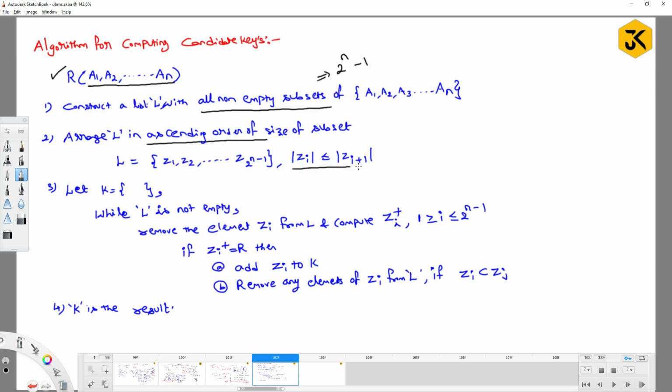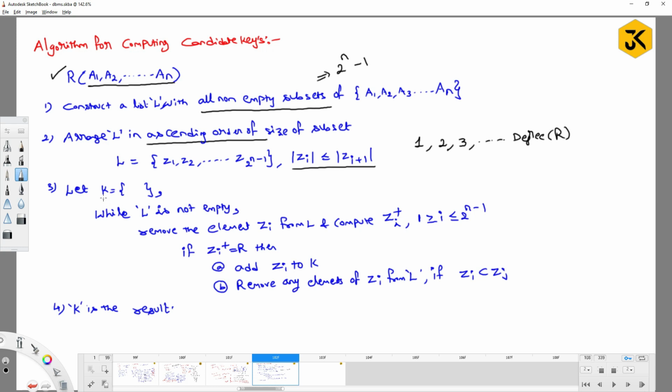Every attribute should be less than or equal to Zi plus 1, meaning that first level elements I have to place, then 2 level elements I have to place, 3 level elements I have to place, and so on. Degree of the relation elements I have to place. After placing these things, we need to find out the candidate keys, right?